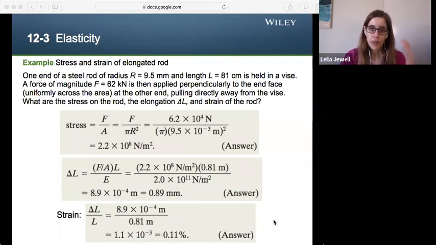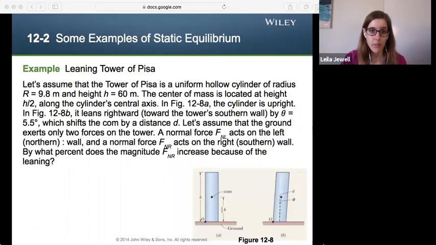So here's an example of seeing all of these in practice. This section is not as important as sections 12.1 and 12.2, which are the bulk of our chapter, and there is indeed one more example for your reference if you're interested in the slides, looking at static equilibrium with the Leaning Tower of Pisa. So you're welcome to check that out on your own time.